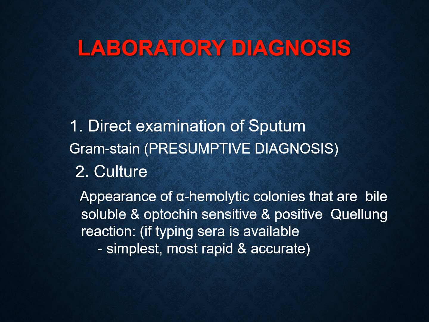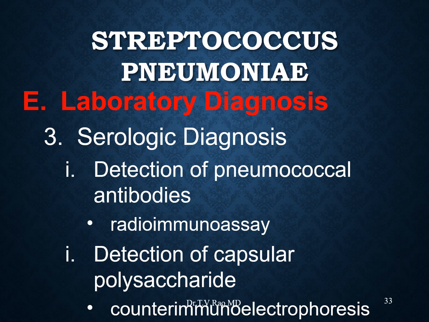The appearance of alpha hemolytic colonies that are also bile soluble and oxygen sensitive, and the strain which also shows a positive Quellung reaction, is found to be Streptococcus pneumoniae. If the typing sera is available, this method, that is the Quellung reaction, is the simplest, rapid and accurate test. Another laboratory diagnosis is also there.